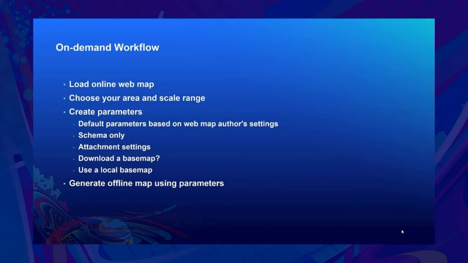You can also choose specific settings for whether you want to download attachments for existing features. Again, if you're just collecting data, maybe you don't need to see attachments from previous surveys. Do you need to download a base map? Base maps can involve relatively large file sizes to download and also take time to generate. If instead you could use a local base map that's already on your device, that can be a big saving in terms of download time and disk space. And we'll have a look at some of these options in more detail in the optimizing your data for offline workflow session later on. And then you would take those parameters to generate your offline map.